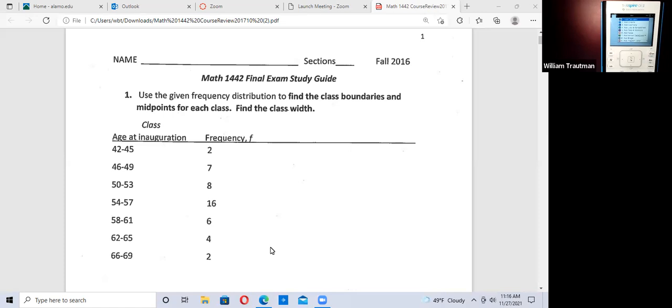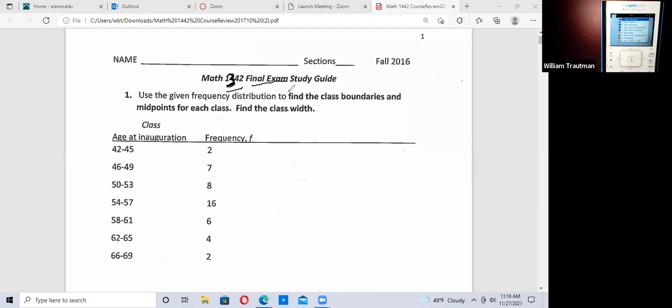This is the Stats 1342 class final exam review. Just to make sure everybody understands, this is Math 1342, sorry. 1342 final exam review. All right, let's get this show going.